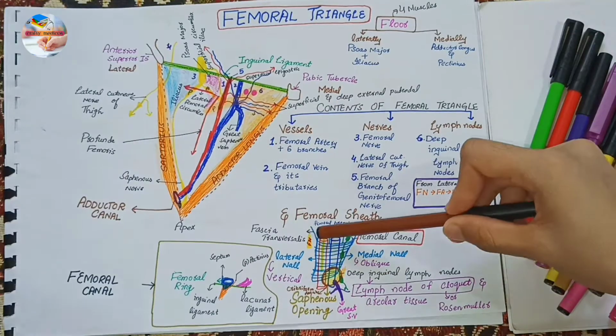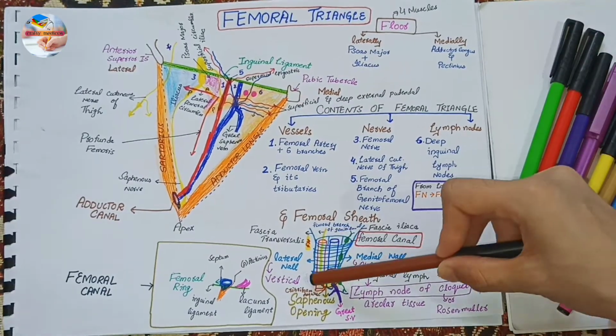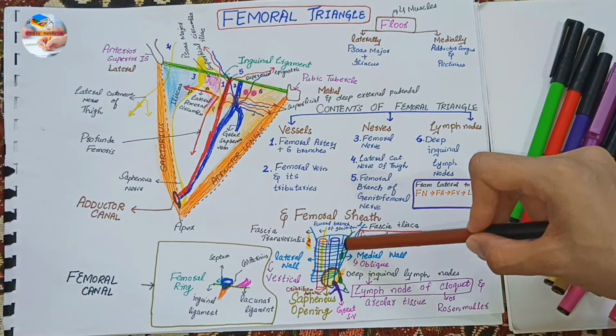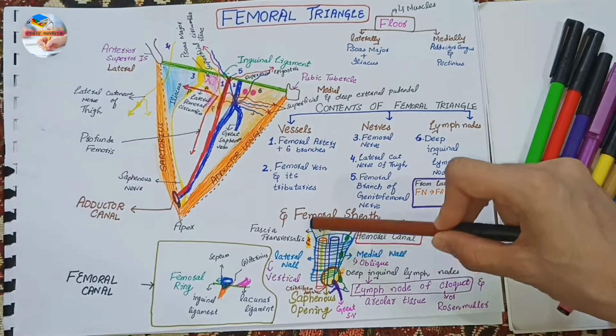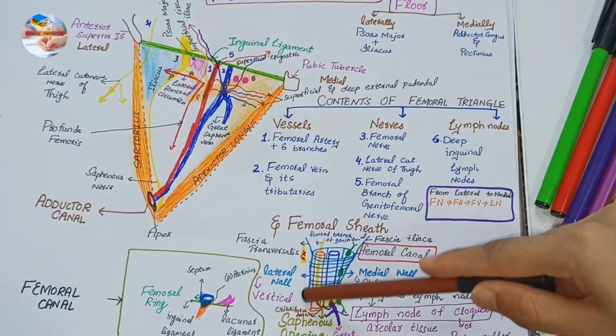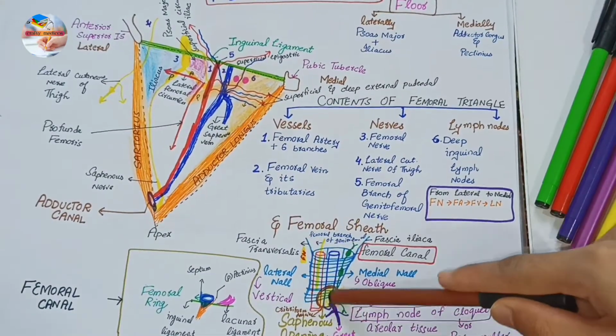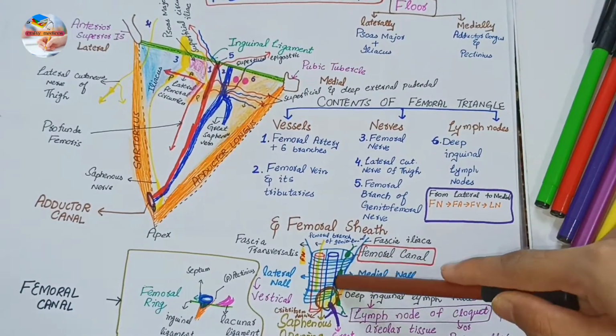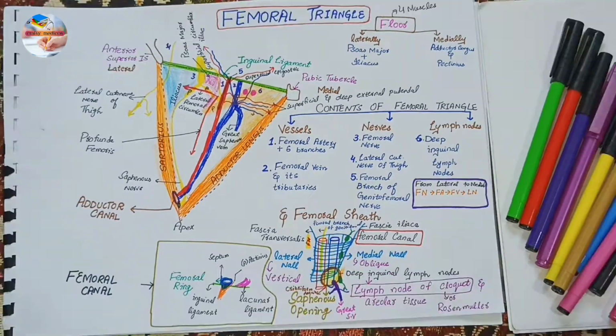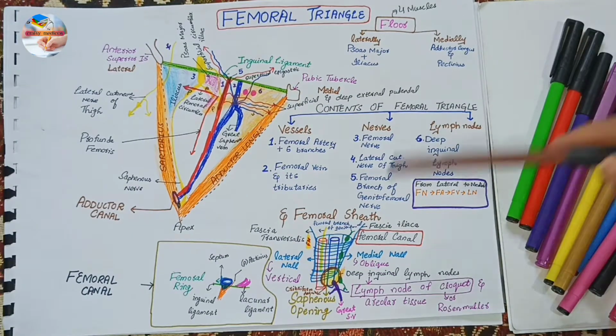The femoral sheath is a funnel-shaped fascia that covers the upper 3 to 4 cm of the femoral vessels, whereas the femoral nerve lies outside the femoral sheath. The femoral sheath is asymmetrical. Its lateral wall is vertical, whereas its medial wall is oblique and is directed downwards and laterally. The femoral sheath is formed by the downward extension of the two fascia of the abdomen.